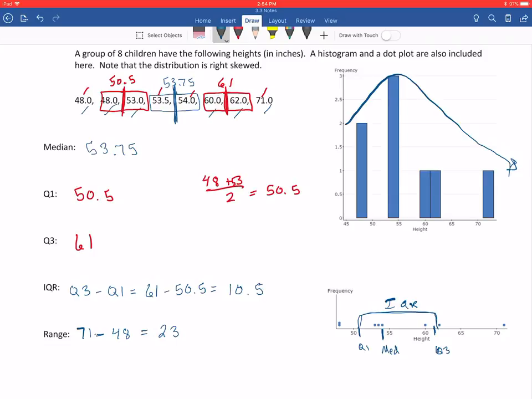Now, what I want you to notice is the definition of IQR is the space that holds 50% of your data points. So look carefully here. There are 1, 2, 3, 4 data values on the inside, and there are 1, 2, 3, 4 data values on the outside of that. So it is holding 50%, the middle half of our data values.